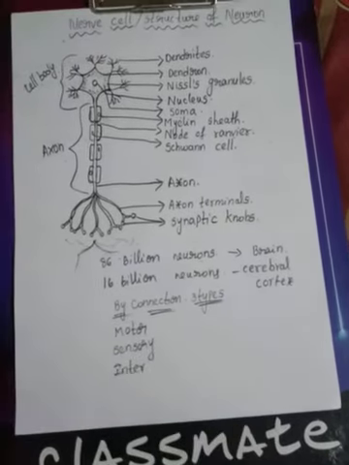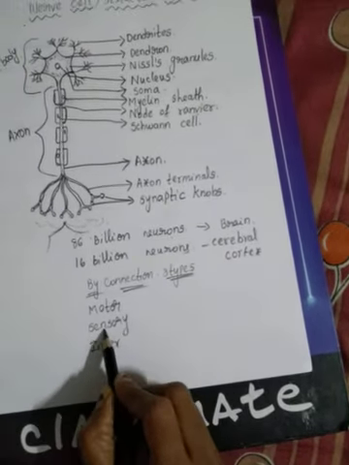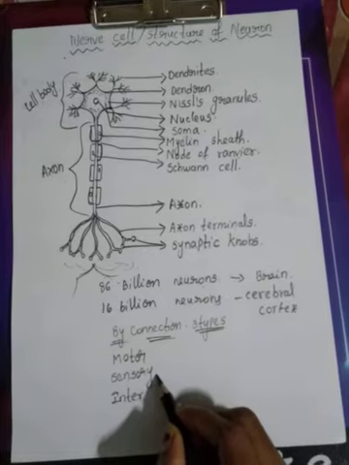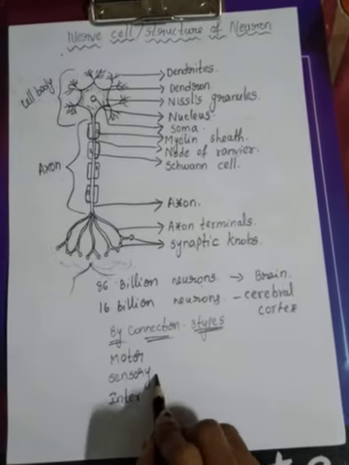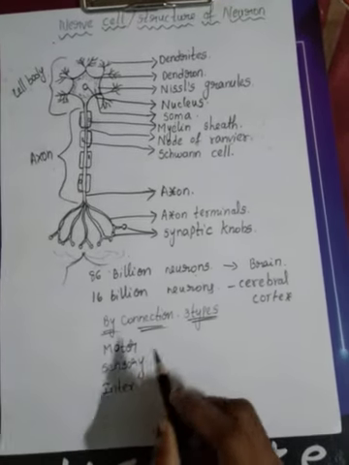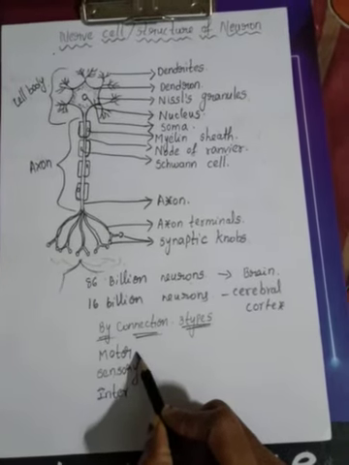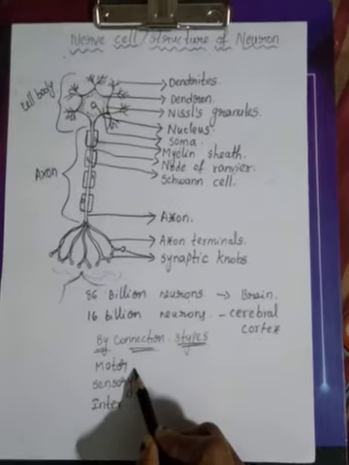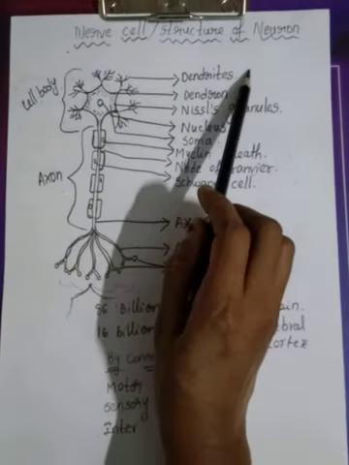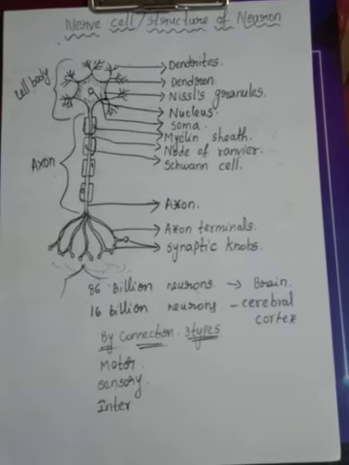Next, sensory neurons have connections with the sense organs. These sensory neurons carry all the reactions from all the sense organs to the brain. Next, motor neurons carry signals from the central nervous system. So this is a single neuron cell, or the structure of a neuron or nerve cell. Thank you everyone for watching this video.